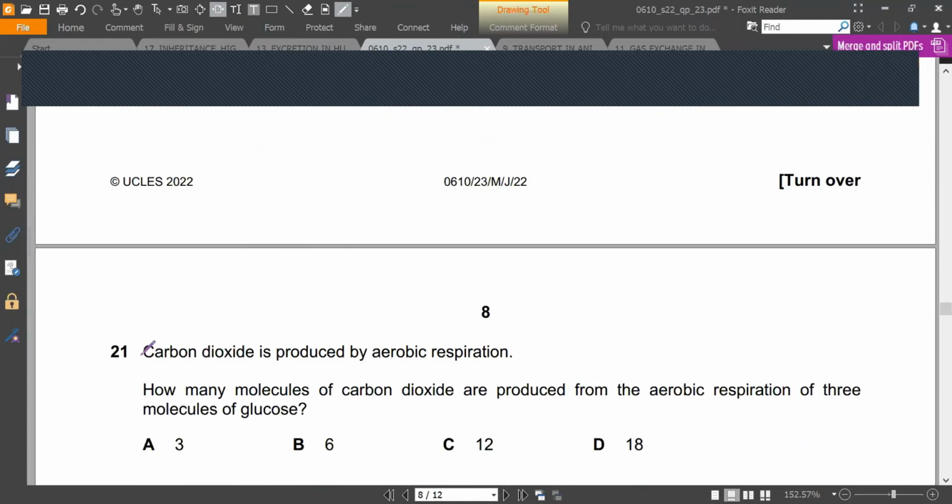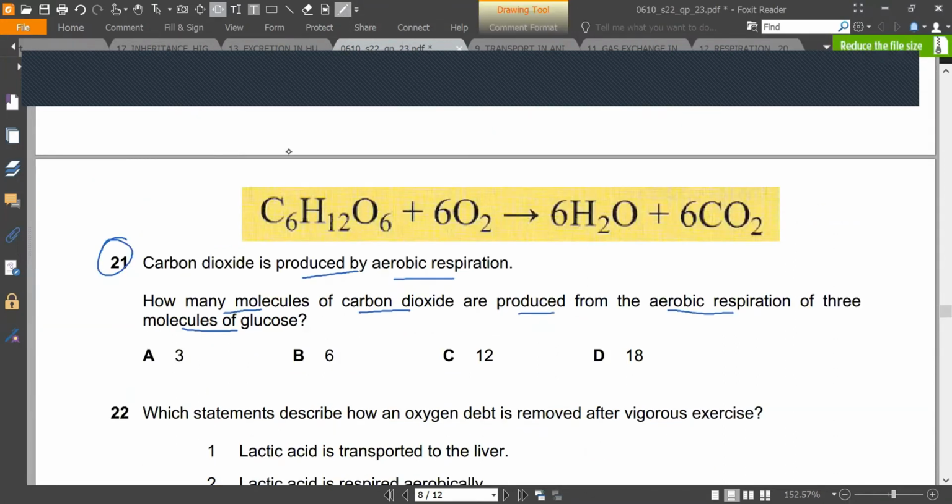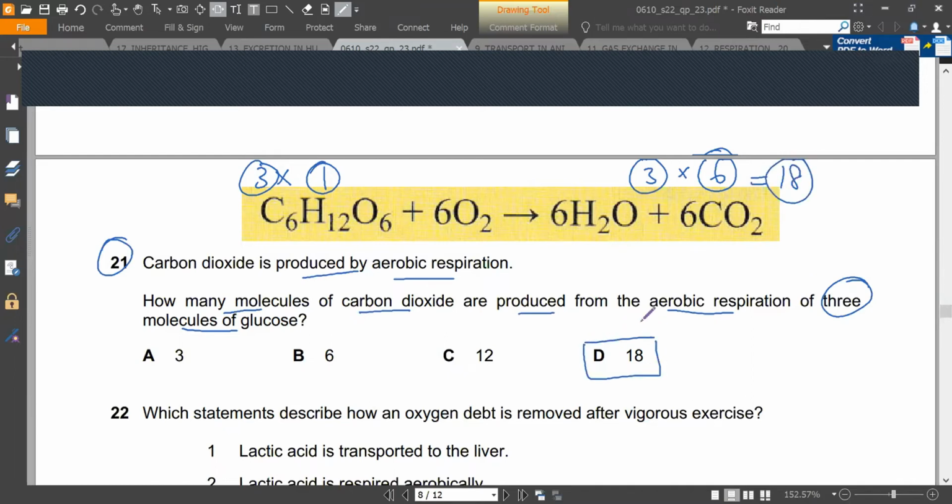Next. Carbon dioxide is produced by aerobic respiration. How many molecules of carbon dioxide are produced from the aerobic respiration of 3 molecules of glucose? If we have 1 mole of glucose, we will have 6 moles of carbon dioxide. So if we have 3 moles of glucose, we will have 18 moles of carbon dioxide. So, straightforward.